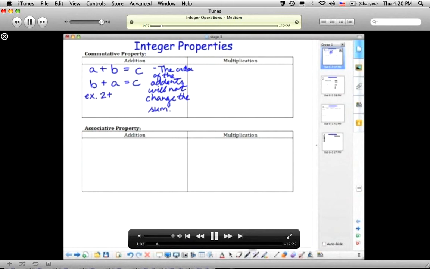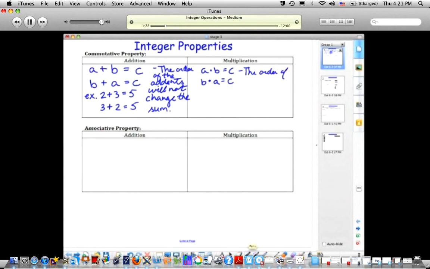Another example would be 2 plus 3 equals 5, and then 3 plus 2 equals 5. We know that both of those equations are true, and just by changing the order of our addends, we did not change the sum of the equation. For multiplication, it's very similar. A times B equals C, and B times A equals C. Once again, this tells us the order of the factors will not affect the product of the equation.